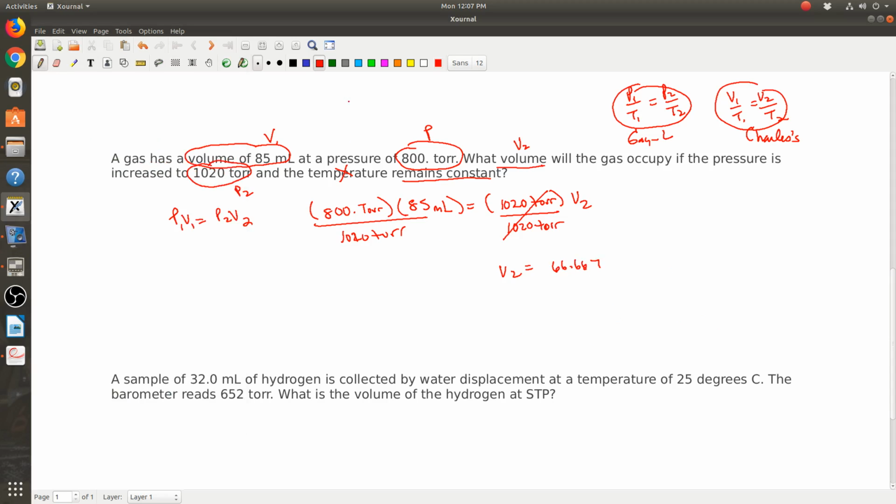Now notice something too. The pressures are both in torr. So that means I can leave it that way. I don't have to convert it to atmospheres or anything else. I just need the pressures to be the same.